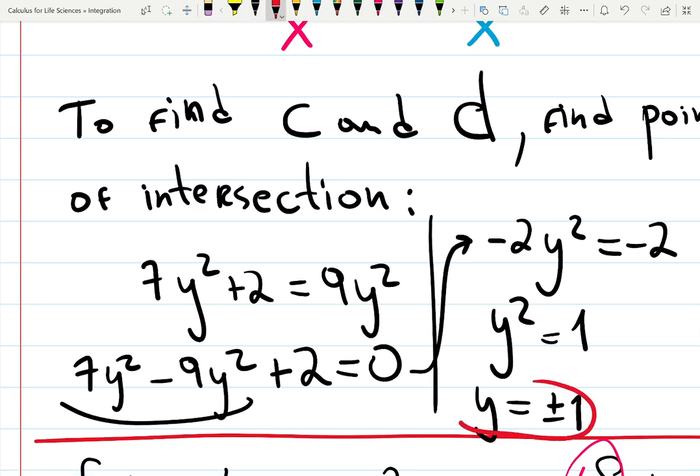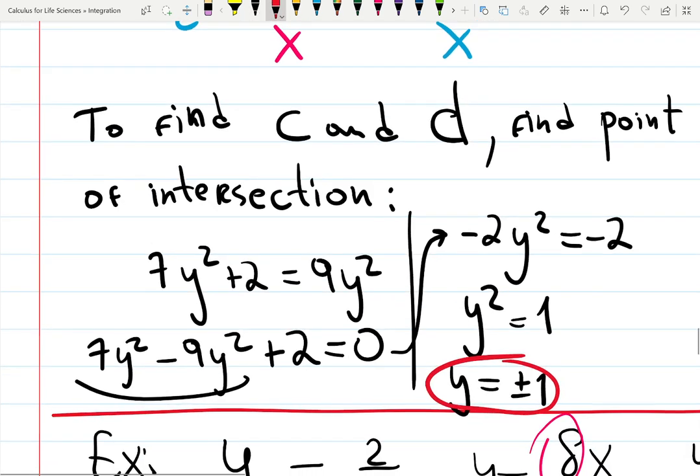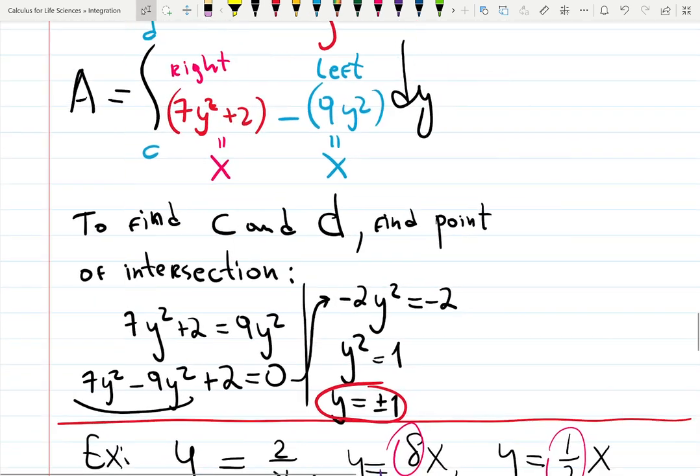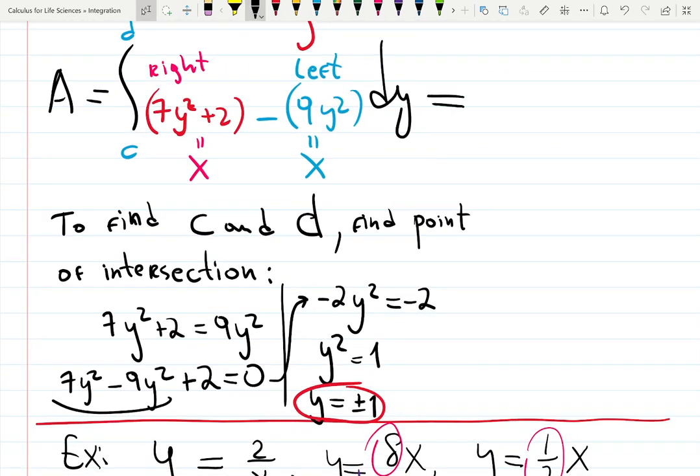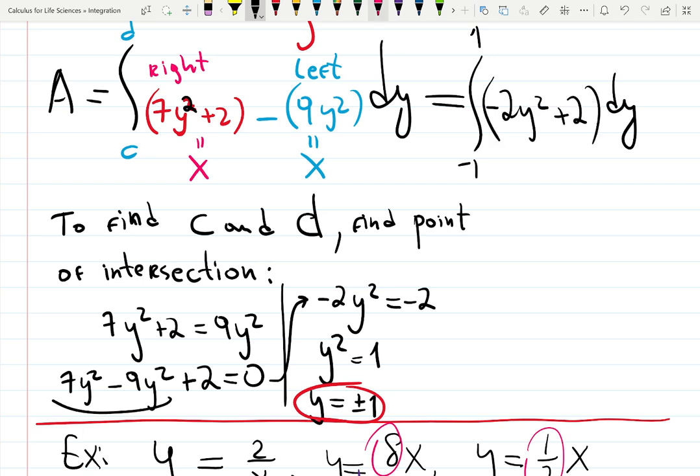Thank you. So I got these 2 points I needed, from minus 1 to 1. Thus, the integral is the integral from minus 1 to 1, dy at the end, and let's simplify whatever is inside. We already did 7y squared minus 9y squared, which is minus 2y squared, plus 2. And then you finish integrating this. So let me point out, this is how we found limits of integration.